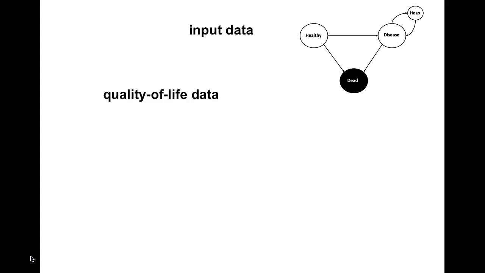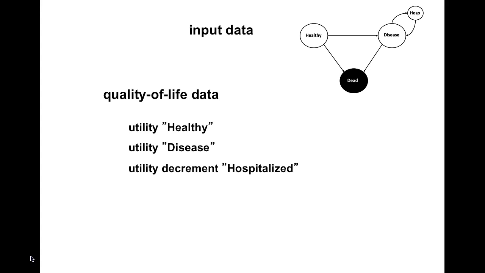The quality of life data are the utility for the health state healthy, the utility for the health state disease, as well as the utility decrement for the transitional state hospitalized. This decrement is subtracted from the utility of the state disease for those who are hospitalized.